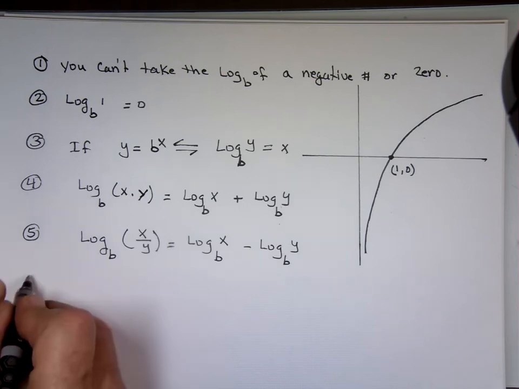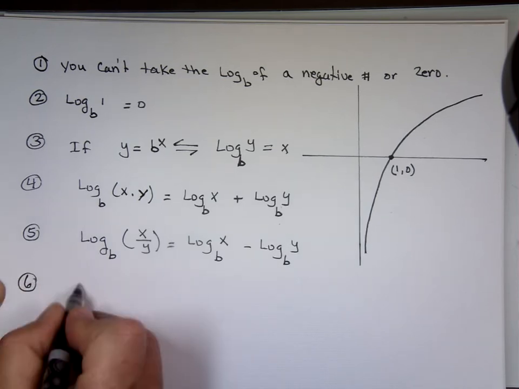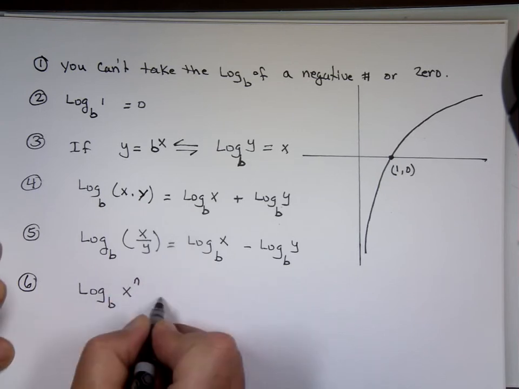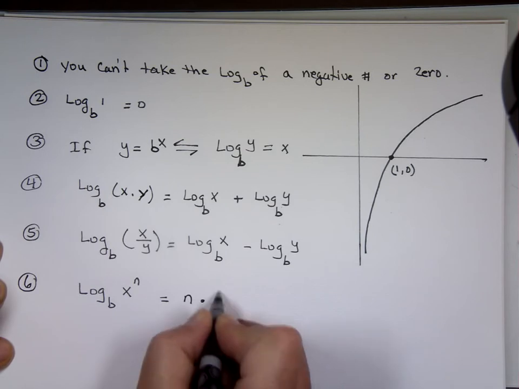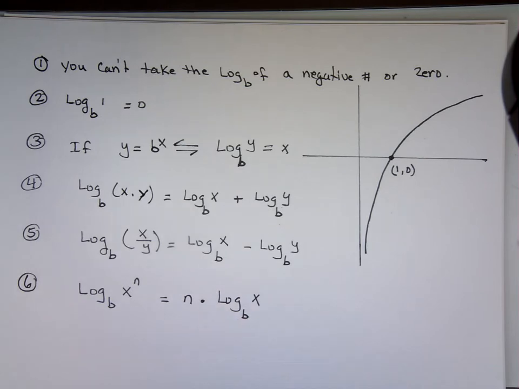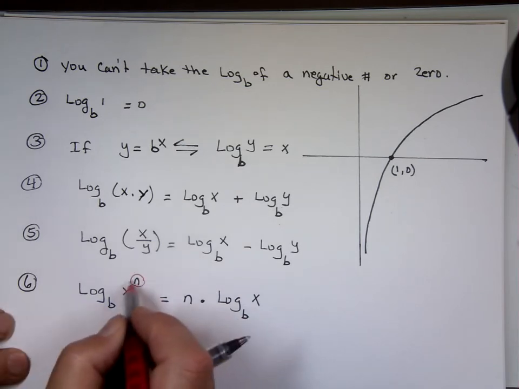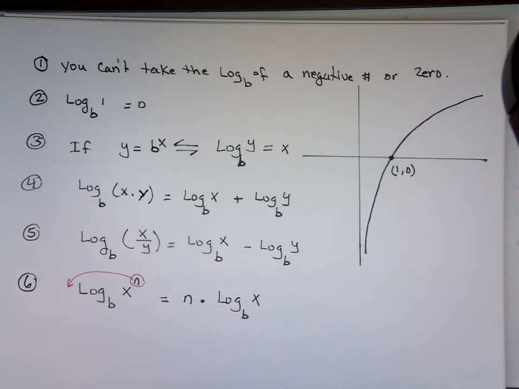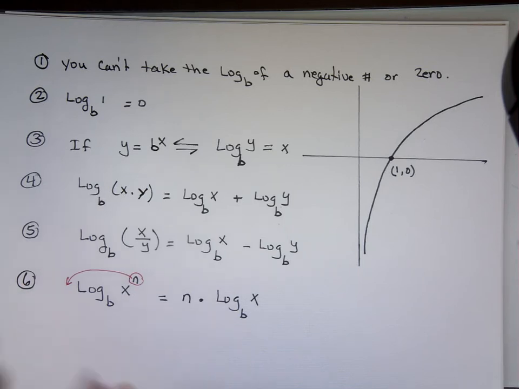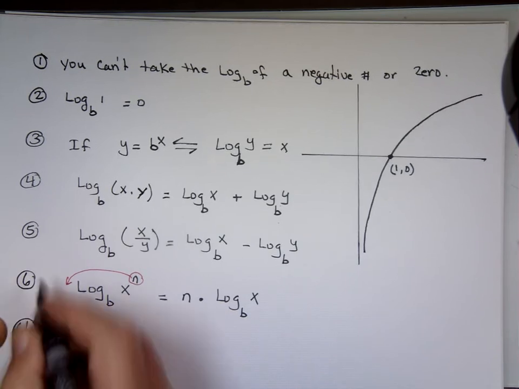And rule number 6, if you have a power, you can take the power to the front and make it a multiplication. Notice all I did, I moved this one and put it in the front. And if I want to add a derivation of this one, one more rule, I call it 6b, because it's really part of 6.